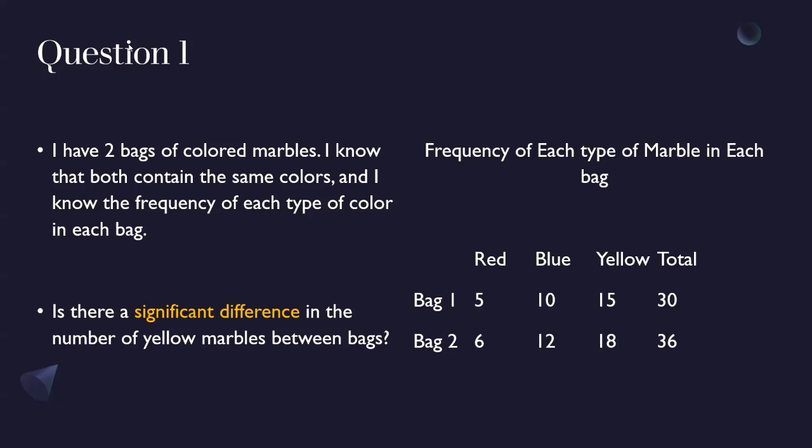This is going to become a little bit more clear in the next few slides, but I highlighted the piece where I ask whether there is a significant difference, which I'll talk about later. And that's going to become very important when we talk about p-values. So how do we go about calculating the difference in yellow marbles between bags when the denominators are not the same? How do we determine whether the difference is statistically significant? And that's what we're going to get to right now.